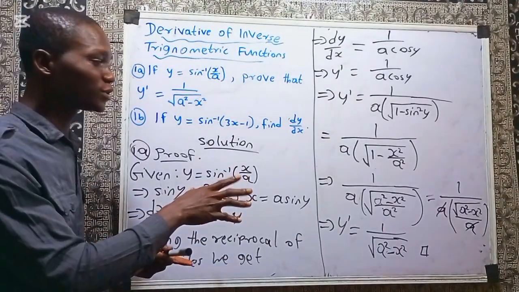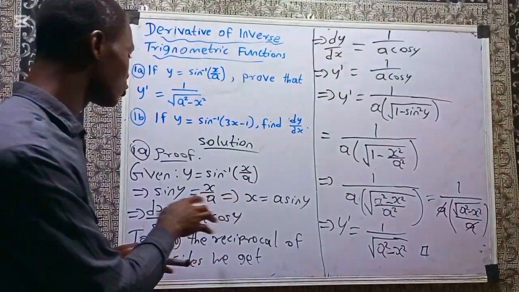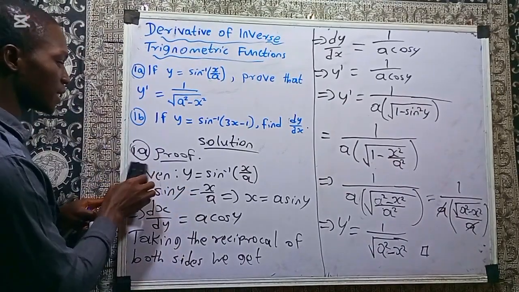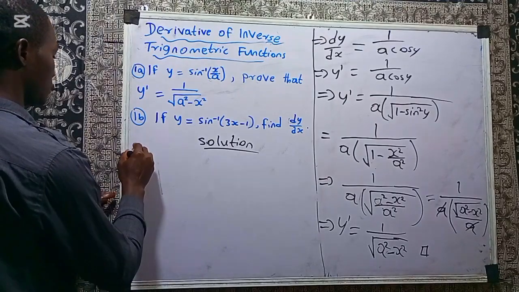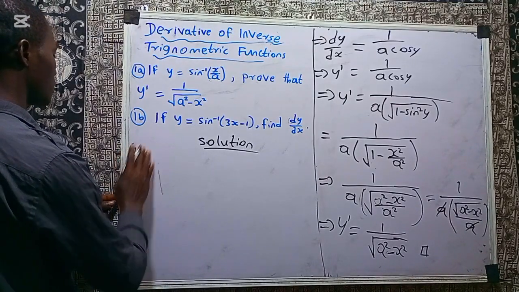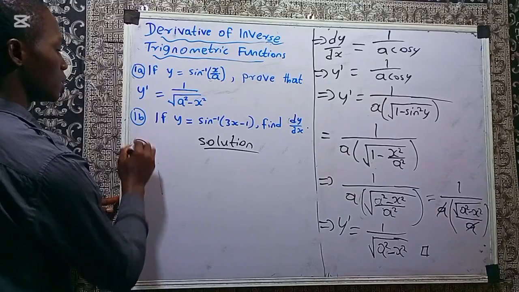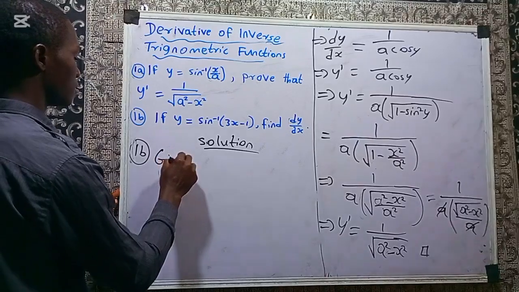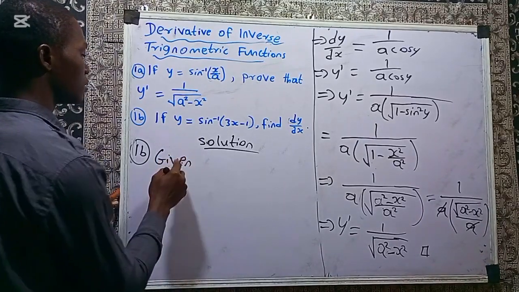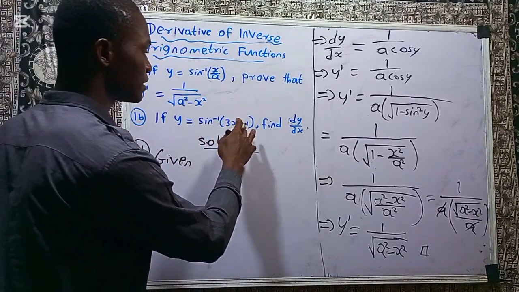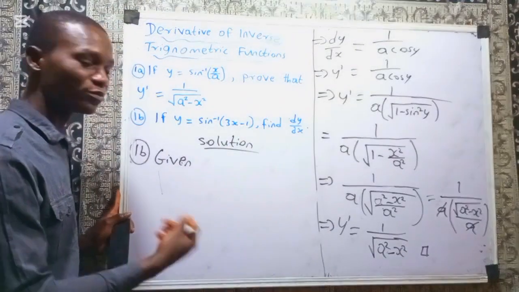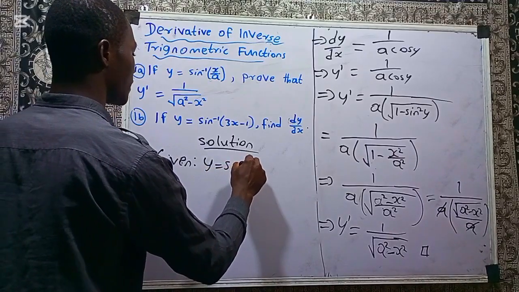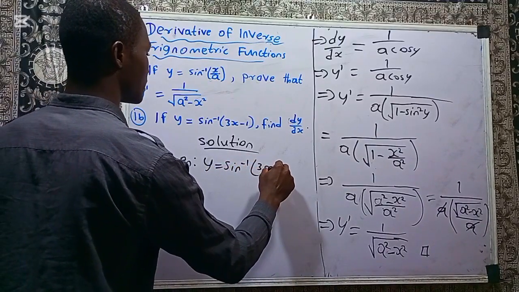But we are going to use this result to solve the second part. So let's continue with the second part, 1b now. Question 1b. What did they give us to do? They say that if y is equal to sine inverse of 3x minus 1, we should find dy dx, which means find y prime, given y is equal to sine inverse of 3x minus 1.